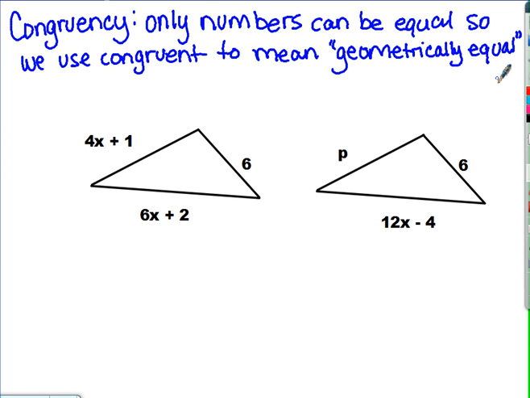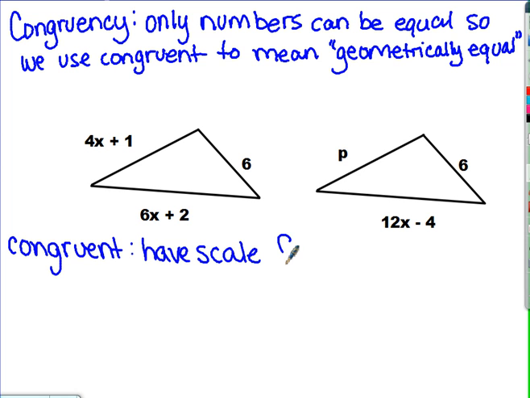All right, on the board, I have 2 similar triangles. But we're going to determine if they are congruent. Congruent triangles have a scale factor of 1, meaning they have equal sides. We're going to use that information to solve for x and for p.